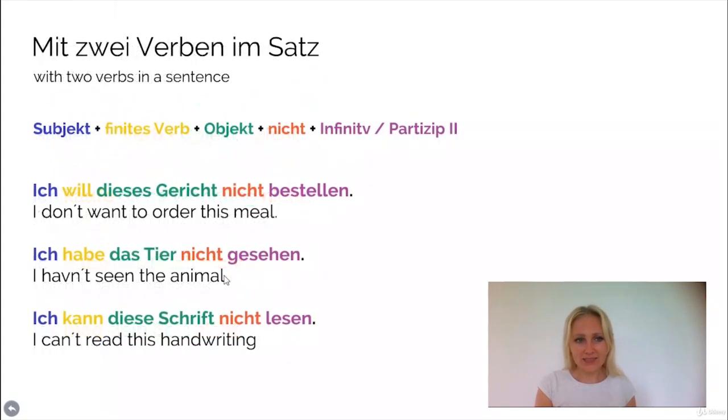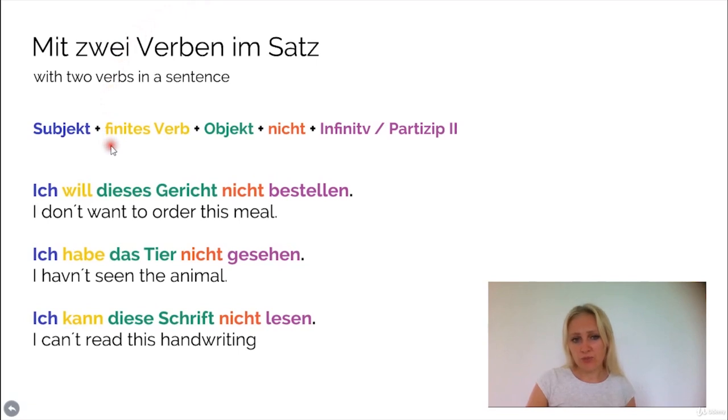Okay, so the next slide is if we have two verbs in a sentence. So here mit zwei Verben im Satz, with two verbs in a sentence. Let's have a look at how we structure this sentence. You start with the subject, then comes the finite verb, which is the conjugated verb, then comes the object. Then comes the negation nicht, and at the end comes the second verb. So very often, actually all of the times when we use two verbs is if we use, for example, the past tense, the perfect tense, right? That you need a conjugated verb which would be haben or sein, and then you need the Partizip zwei.